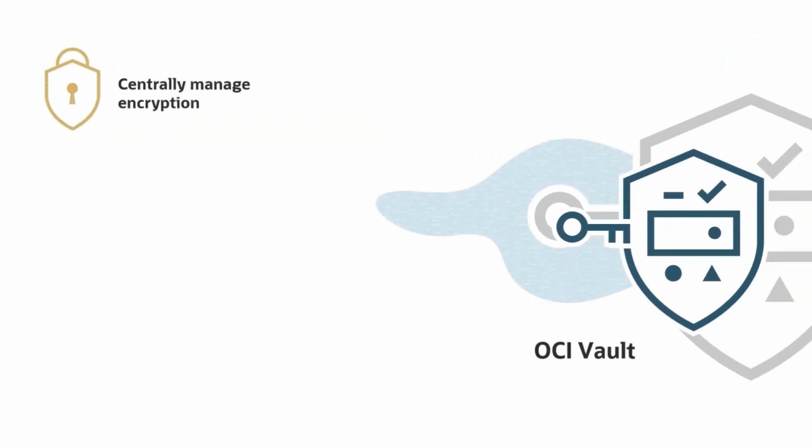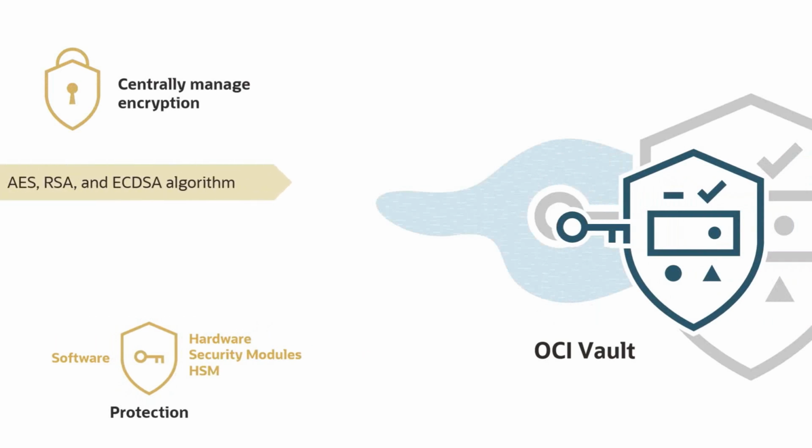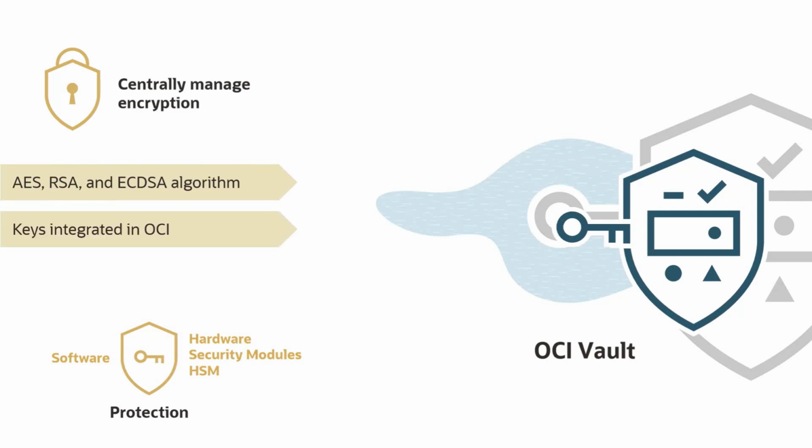Now, OCI Vault, as we discussed, is a managed service that lets you centrally manage encryption keys and secret credentials. Vault removes the need to store the encryption keys and secrets in a configuration file or in code. There are two protection modes available for keys. The first is software, and then you also have hardware security modules. Vault supports different algorithms like AES, RSA, and ECDSA. Keys are integrated in OCI services and can be used to encrypt block volumes, object, and file storage. The Vault service also supports rotating master keys to meet your crypto period requirements.